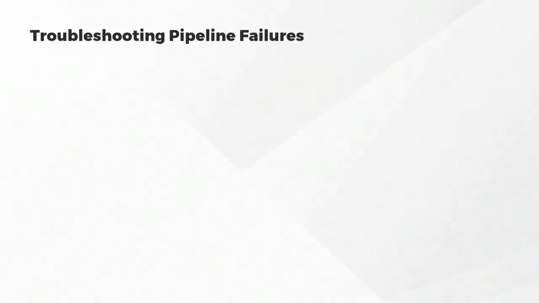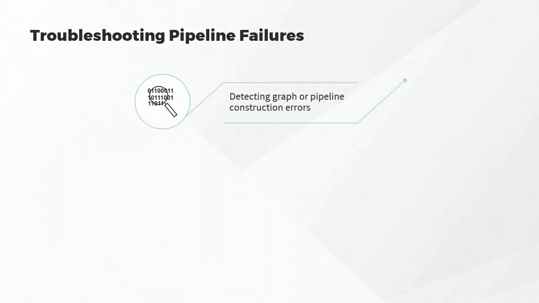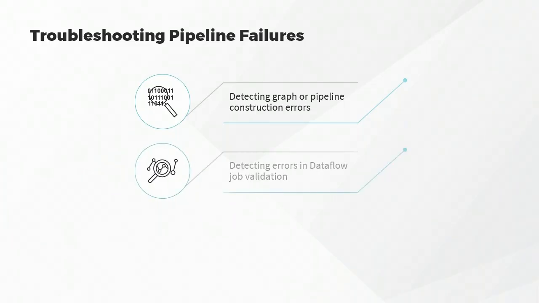Another thing that you want to do when troubleshooting pipeline failures is take a look at detecting errors of our graph for pipeline construction errors. That's going to be a big one. Look at the logs exactly of what's happening in that pipeline. Another thing that I suggest is try to detect errors in the Dataflow job validation. So when there is a job validation error, take a look at the logs there.